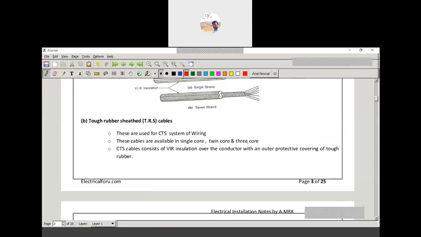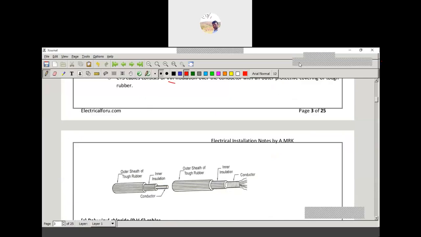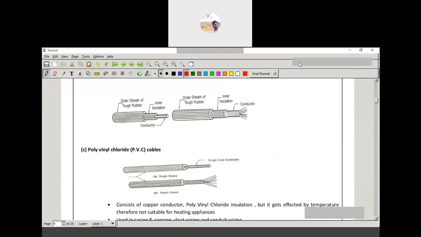Then the impregnated paper. A lead sheath is provided around the insulation. If it is a single core cable, around the conductor we have the lead sheath, which protects against moisture, so if there is moisture around the cable, the cable stays insulated. Jute is also provided around the lead sheath to avoid corrosion.